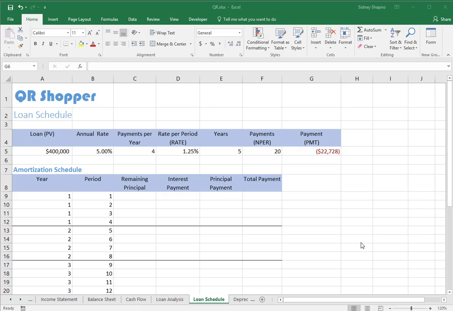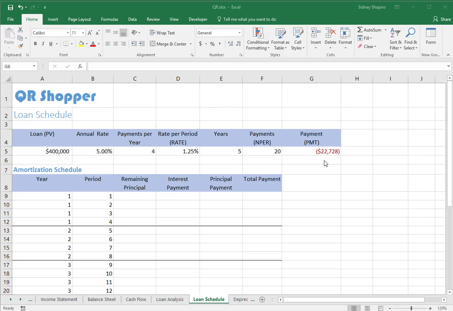Okay, so now we're moving forward to 539 and 540. We set up our loan schedule, but the thing is that we have our loan, we have our annual interest rate, payments per year, our rate per period. For the quarterly, we're paying 1.25%. Over 5 years, we're making 20 payments, and we're going to pay $22,728 per payment.